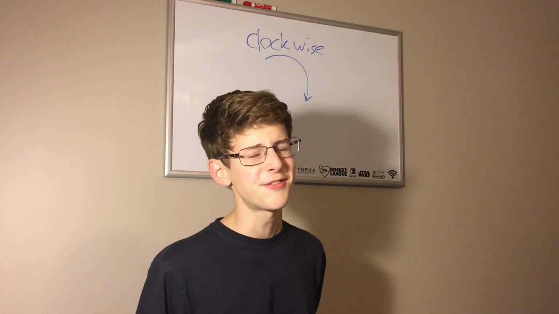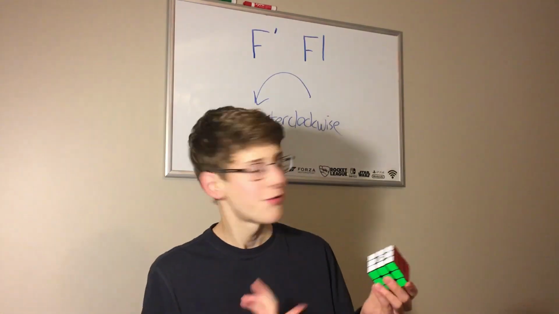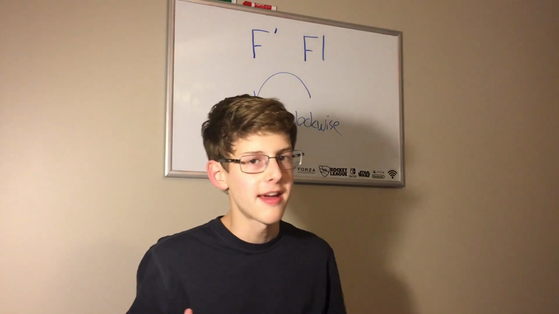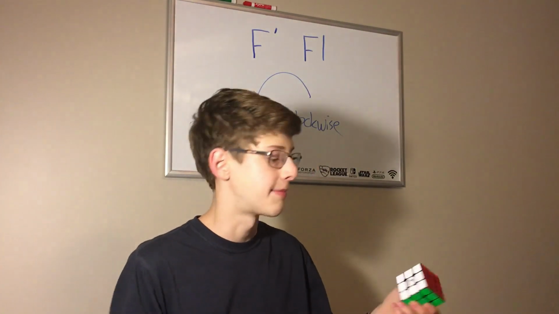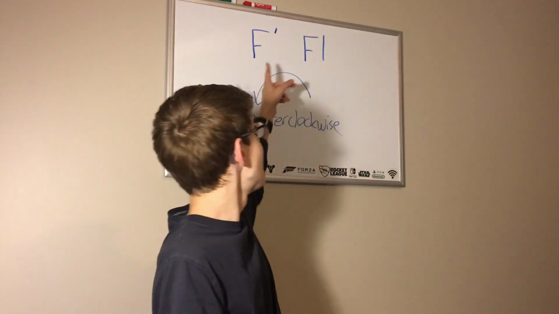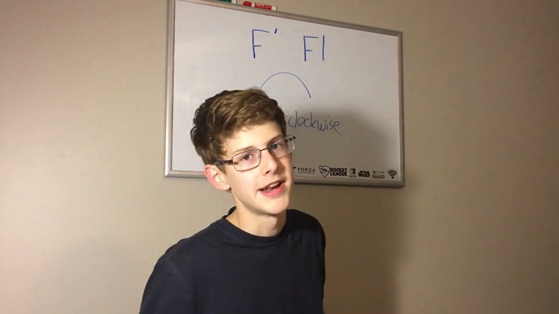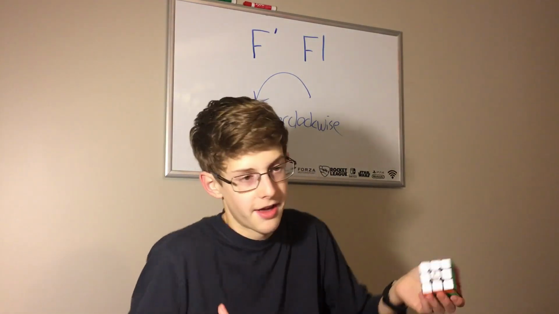But here are some other symbols that might affect how you scramble or solve the cube. If you see an apostrophe or an I after the letter, that basically just means inverted. So you would turn it counterclockwise, which is the opposite of clockwise like normal. So F apostrophe or Fi, even if there's an apostrophe, you just read it as Fi or F inverted. You pretty much just turn it the other way.